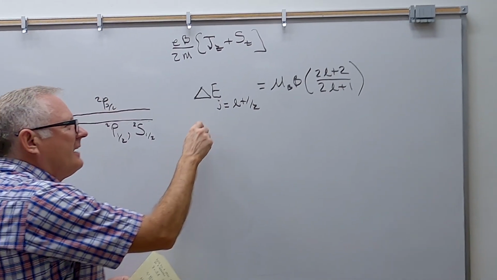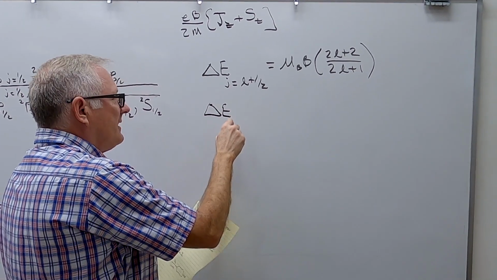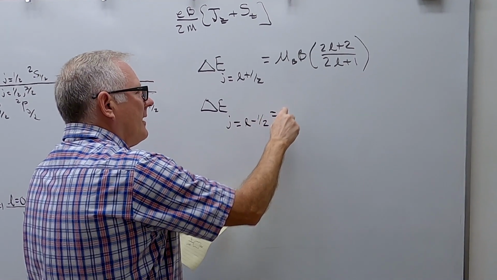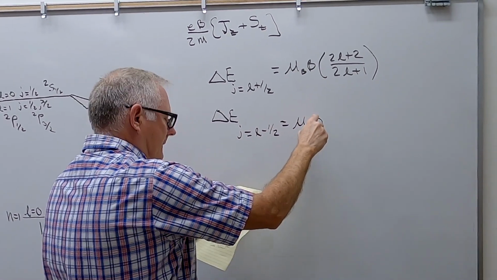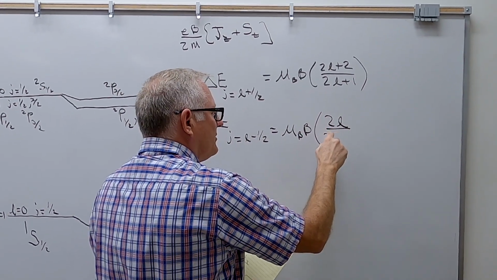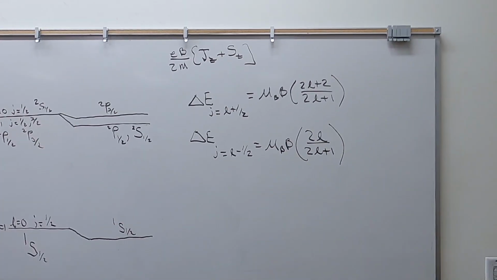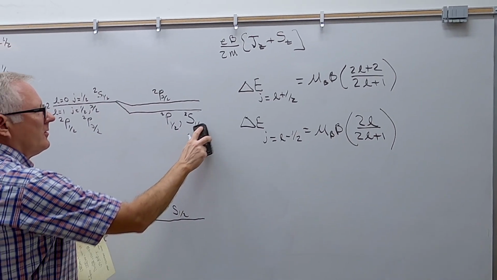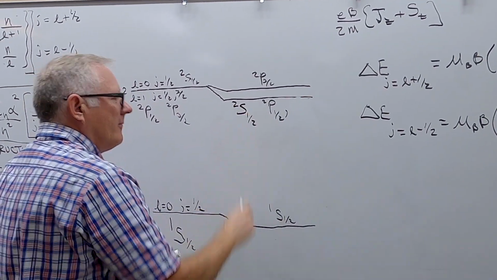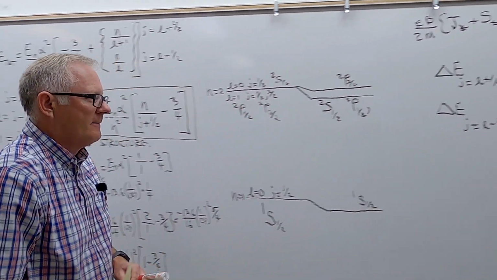And for the other case, the delta E for J equal to L minus a half, that would be mu_B B times 2L all over 2L plus 1. Okay, so now let me move this over, the 2S1/2, just so I can see what's going to happen now to these states right here.